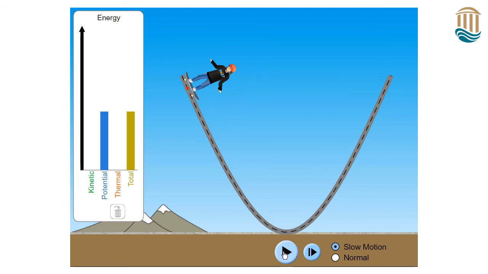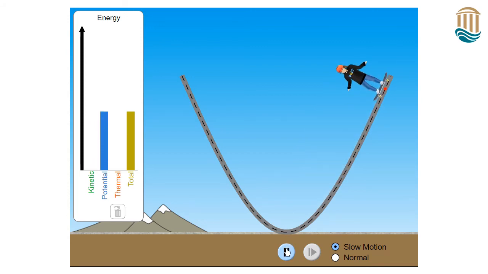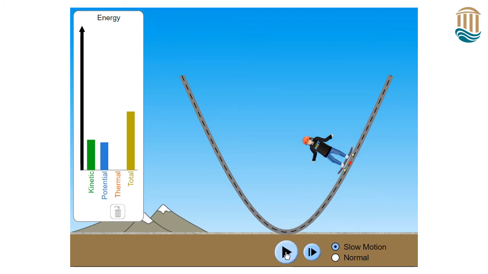If I turn on the simulation, the skater accelerates down the track, gaining kinetic energy, but note what happens when he gets to the bottom. He's lost his height, and therefore he's lost his potential energy, but he's gained an equal amount of kinetic energy. If I pause him halfway up the slope, note that he's gained potential energy and he's lost kinetic energy.